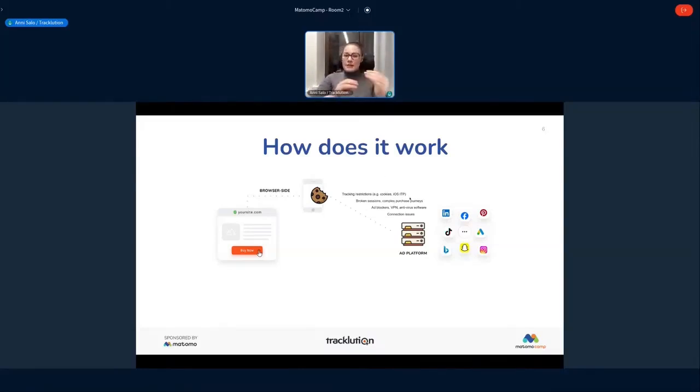So there is an increasing amount of different restrictions set by the devices and browsers, like privacy browsing and stuff like that, set by the users or set by the device manufacturers or OS providers.